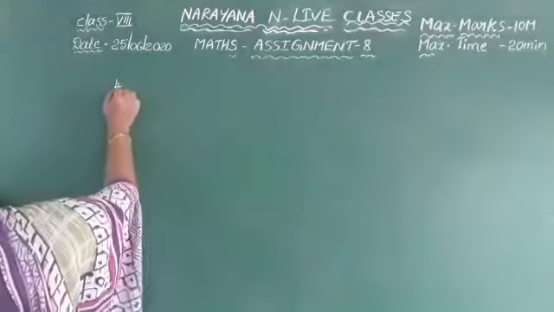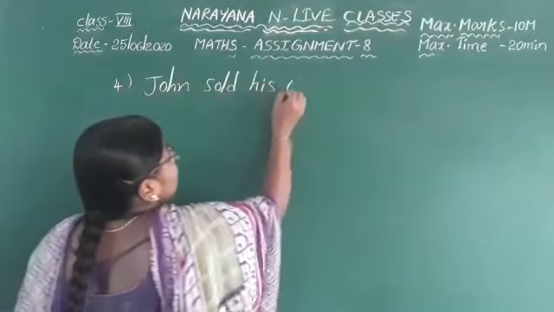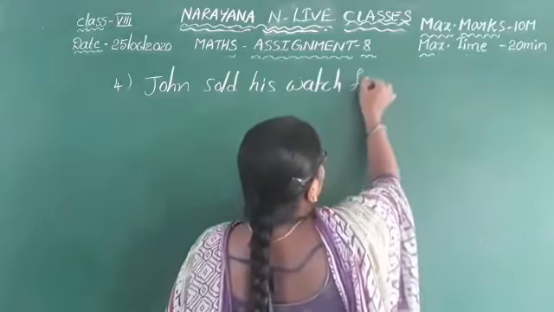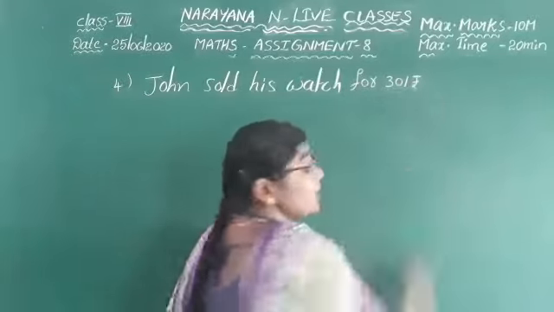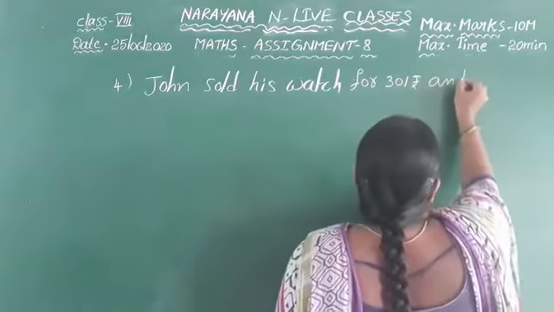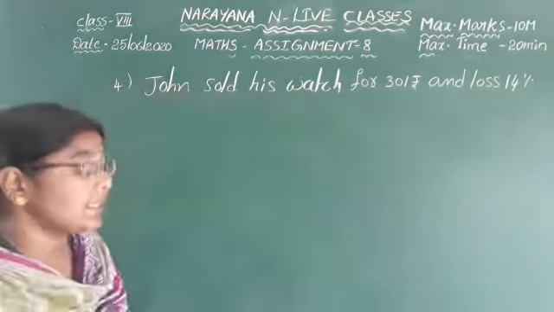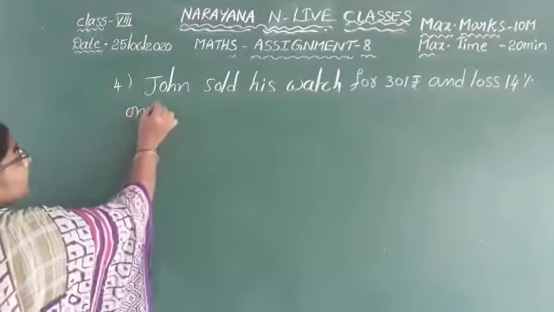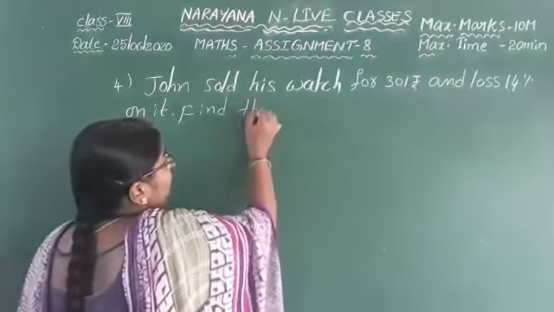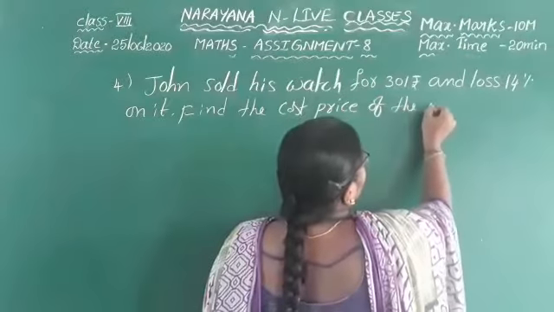The fourth question is, John sold his watch for 301 rupees, and he lost 14% on it. Find the cost price of the watch.